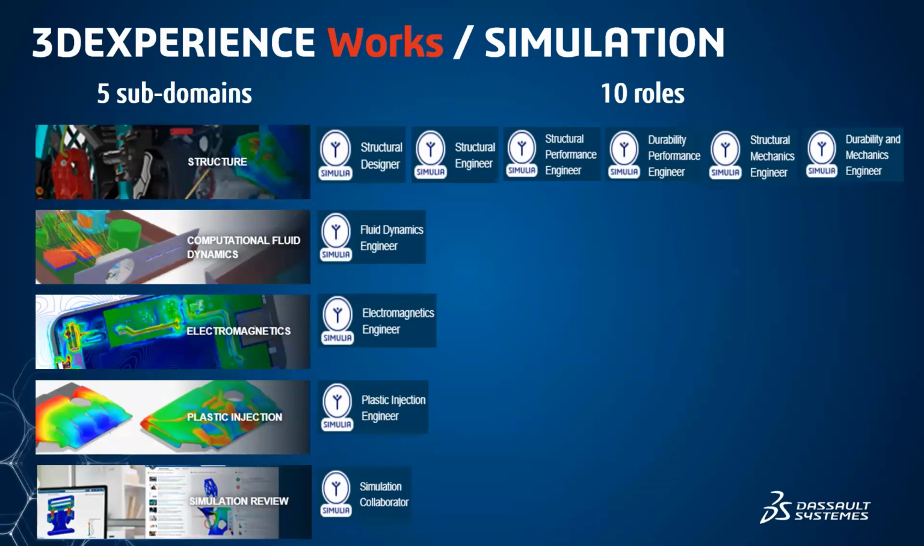Here, what we have seen is that we used the durability performance engineer, which is this one, for the first two simulations. For the third simulation, we used durability and mechanics engineer, which also includes the explicit solver. For the fluid simulation, we used fluid dynamics engineer. For the plastics, we used plastic injection engineer. And for electromagnetism, we used electromagnetics engineer. We have another one which allows some comparison when the simulation is run, which is called simulation collaborator.